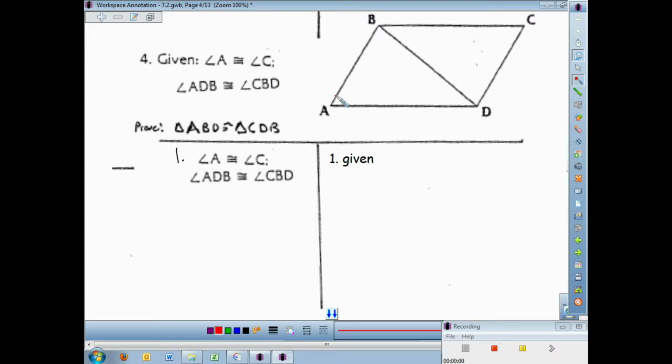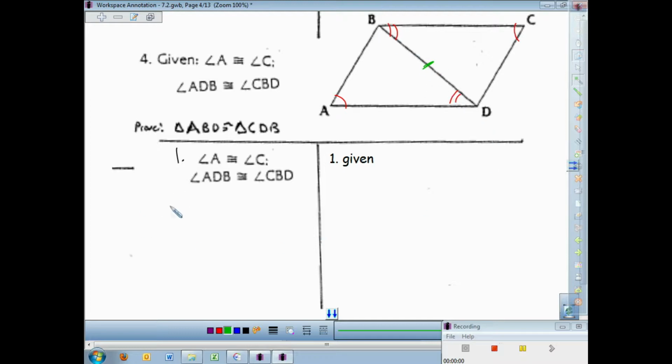Given angle A is congruent to angle C, and angle ADB, that's this one right here, double arc mark, is congruent to angle CBD. So that's what they give me. Do I have enough information? No. I got 2 angles. I need some sides, so I'll go through the checklist. Is there a shared side between the two triangles? Oh yeah. This side right here, segment BD, is shared.